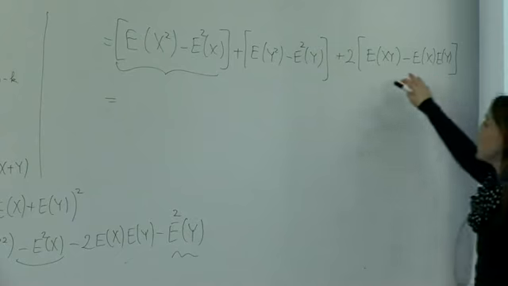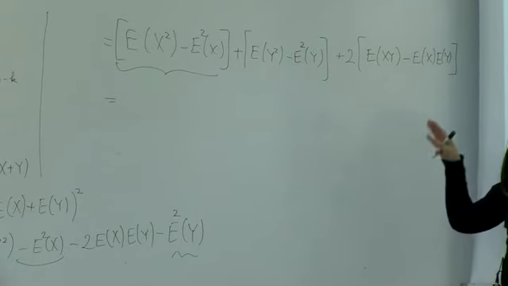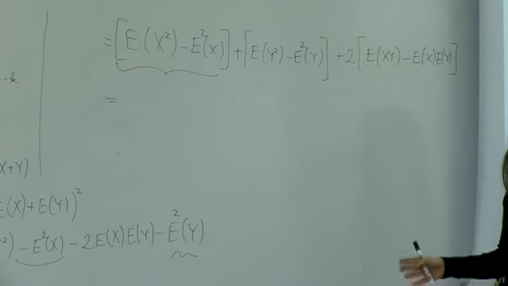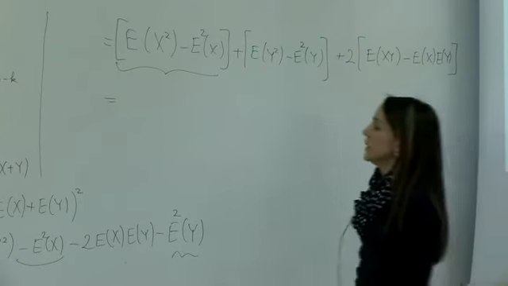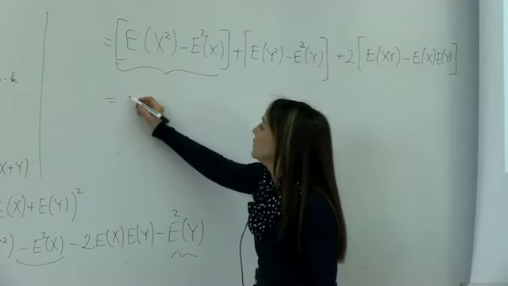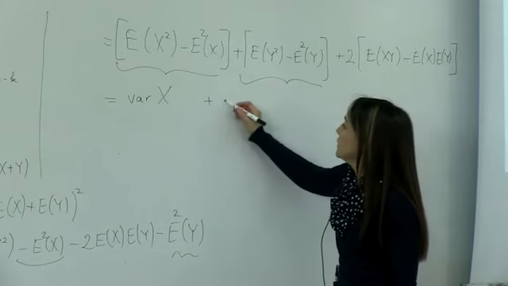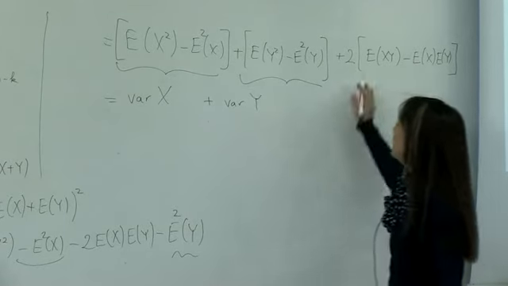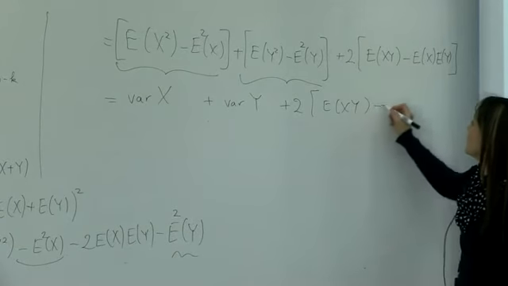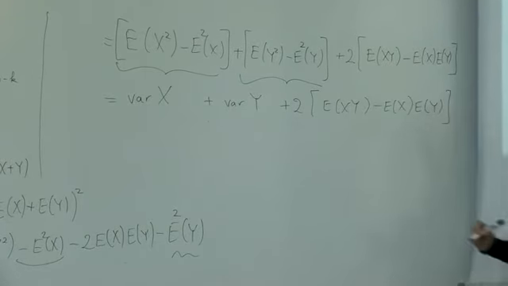Yes. So we will use that in the next line. So far, basically, first I want to write an expression that's valid for any two random variables before we use our independence assumption. Okay, so this is the variance of x. This is the variance of y. And we have this term.